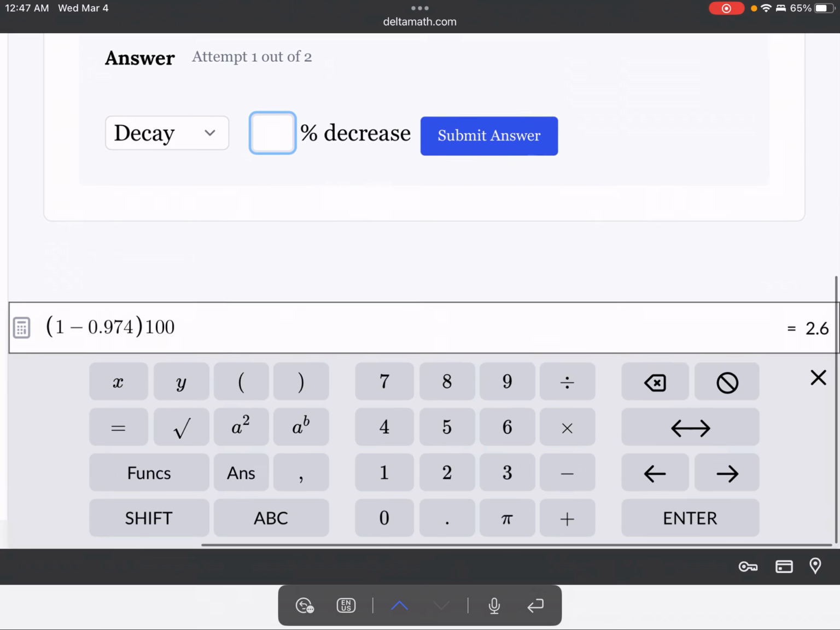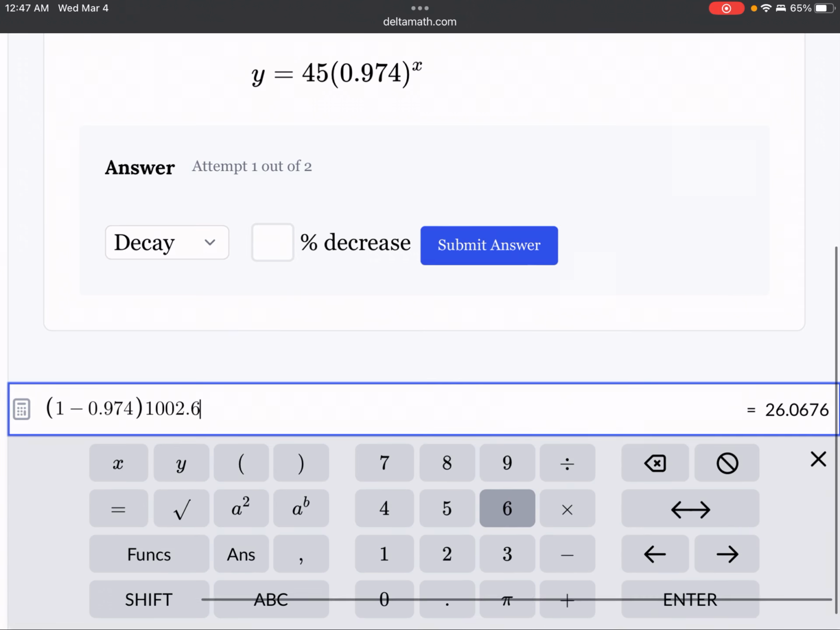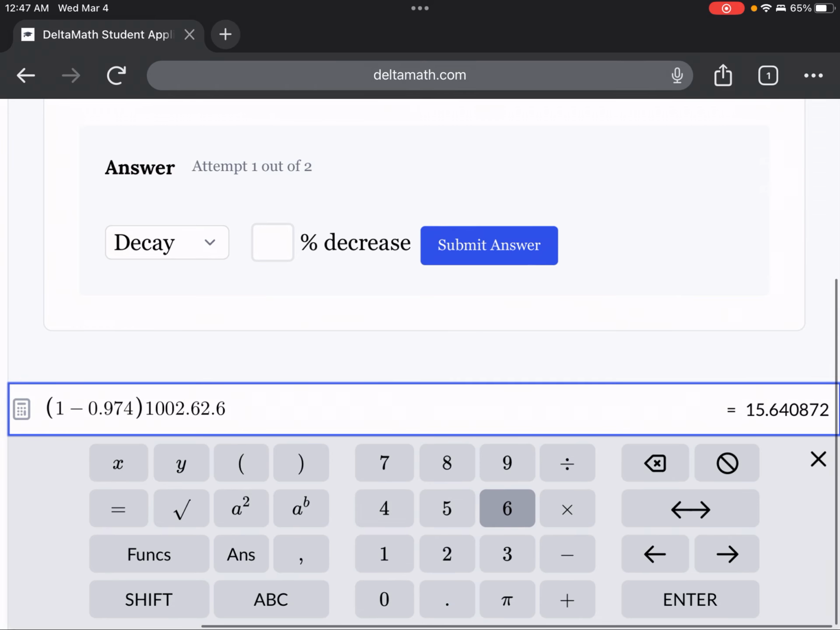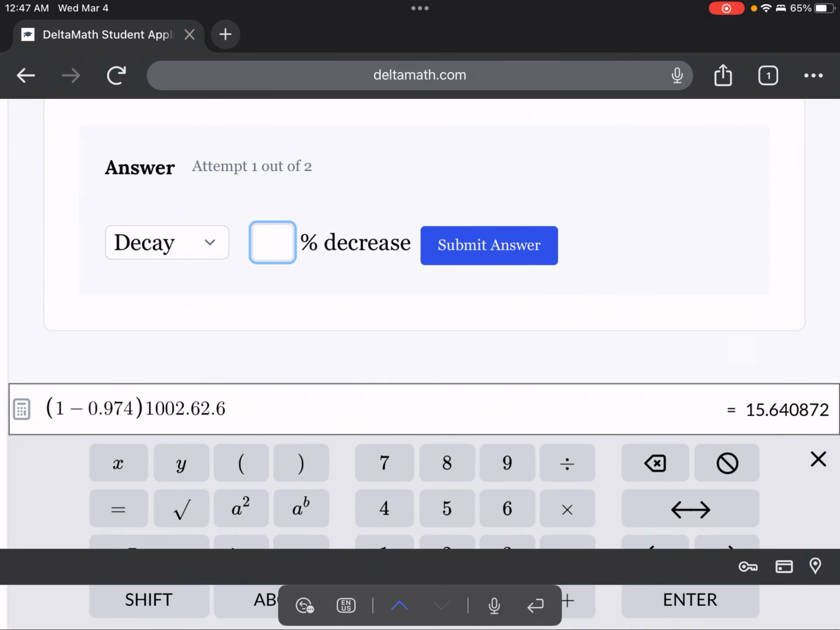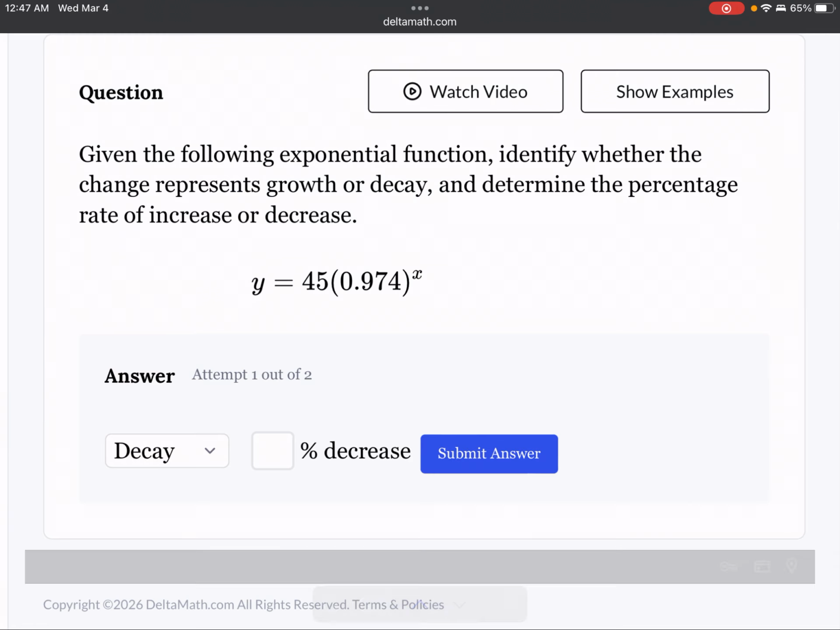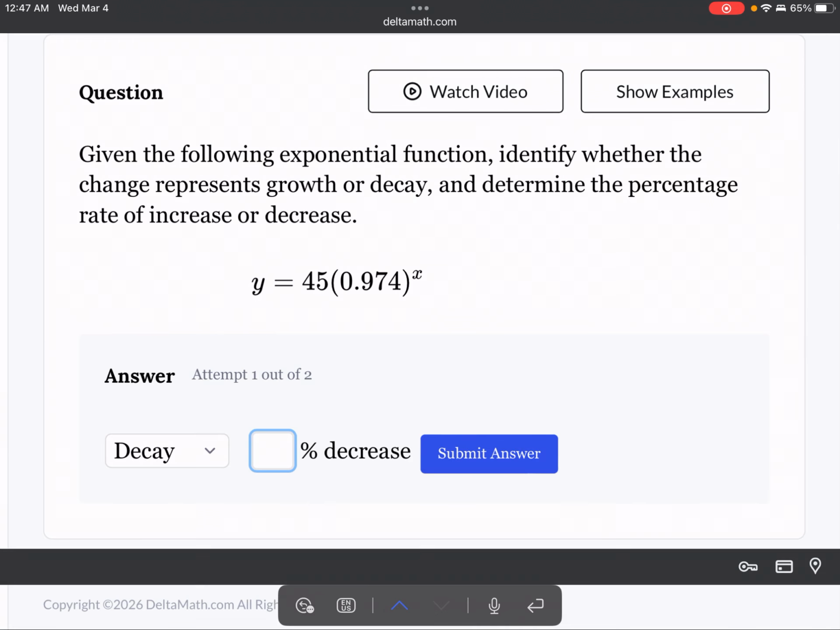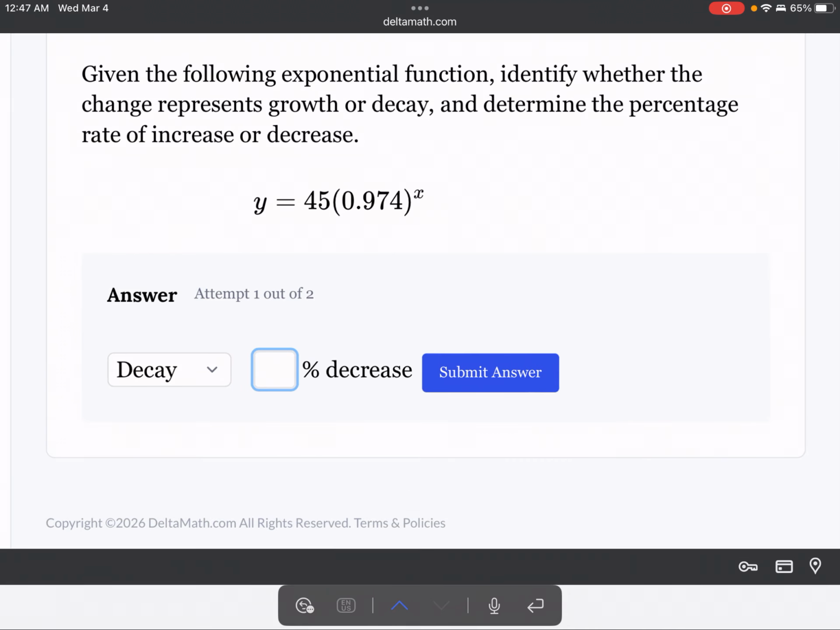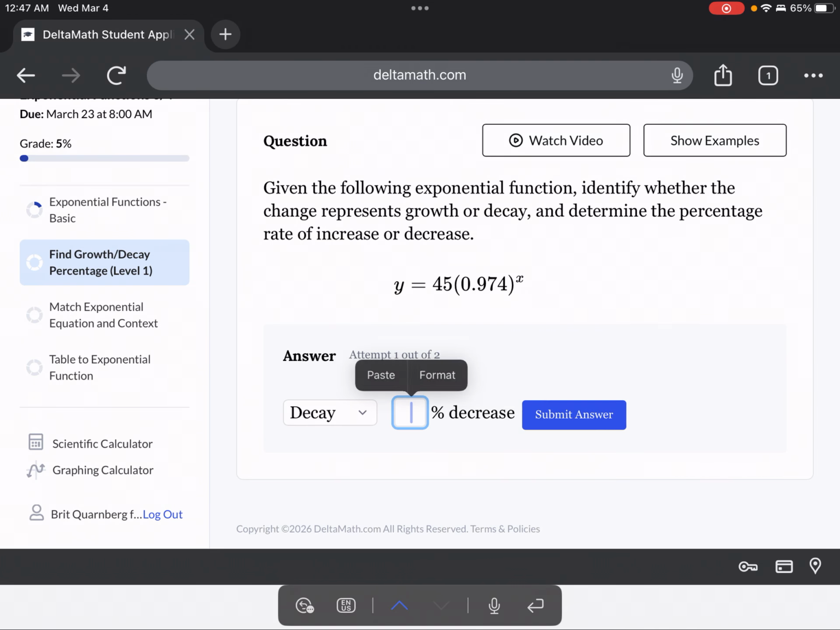Oh, it didn't like me. Try again. 2.6. Well, still, please. Why is it not liking me? Interesting. Nope. Well, that one, I'd put in 2.6, and then it would be correct. I'm not going to do it right now because it's not going to work for me.